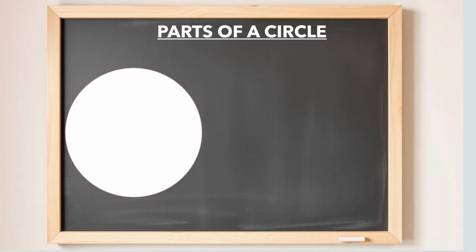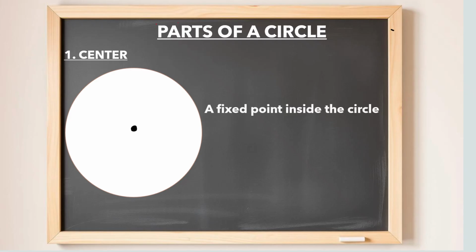Part of a circle. The first thing I'll be explaining is called the center. What is the center of the circle? As can be seen, the center is always placed at the middle of the circle. It can be defined as a fixed point inside the circle. It is fixed, not moving. It is always at the middle of the circle.